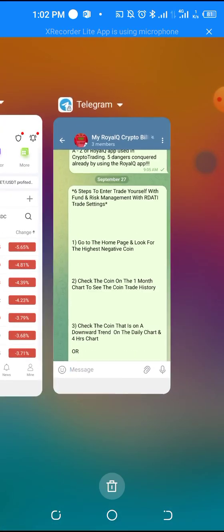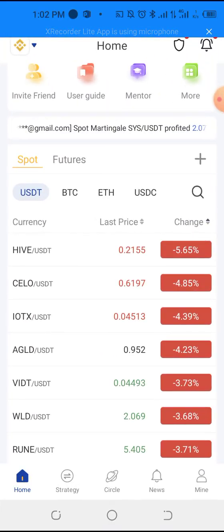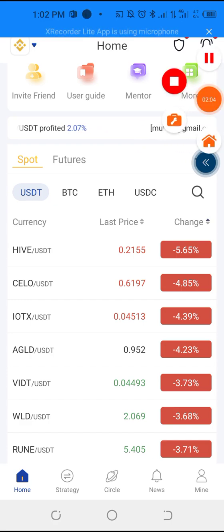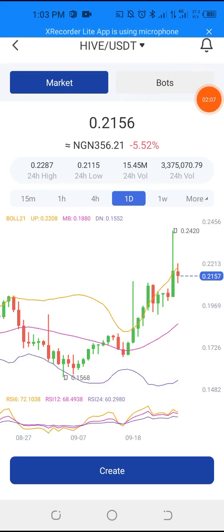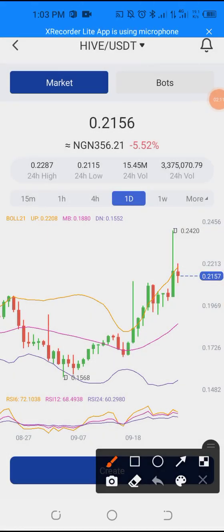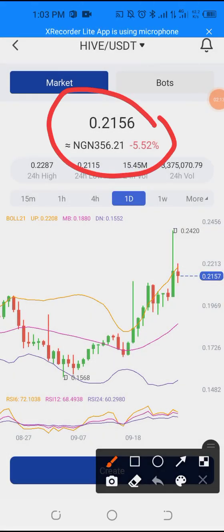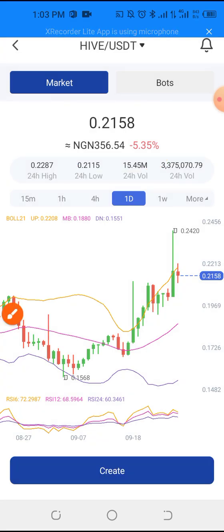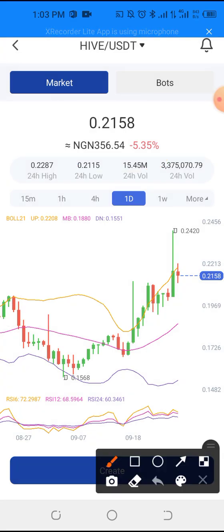Now we will discover that most of the coins, because the market has moved, are now on the 1 day chart and 4-hour chart on the up. So in the previous video, I was talking about how you should only trade any coin, even if it's the highest negative, if the candles are on a downward trend, like this, and they are closer to the last bullish band.